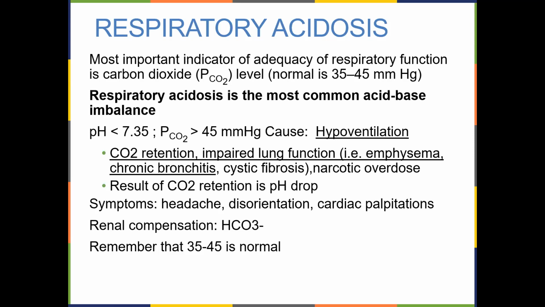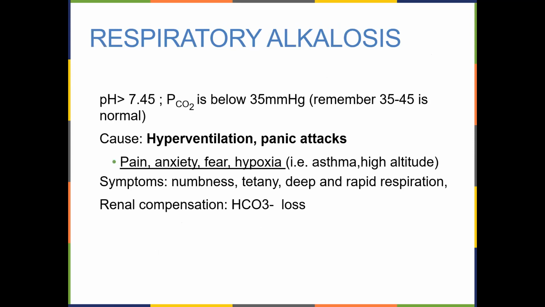So you do your blood work on your patient, and your pH is low and your CO2 is high. It's a respiratory issue. It is respiratory acidosis. If the pH is low and your CO2 is high, it's a respiratory problem. 35 to 45 is your normal range.